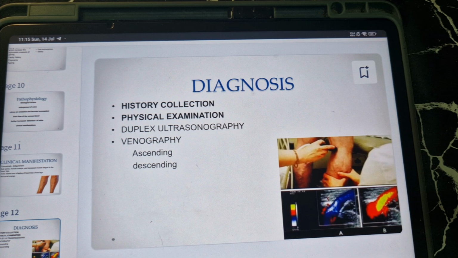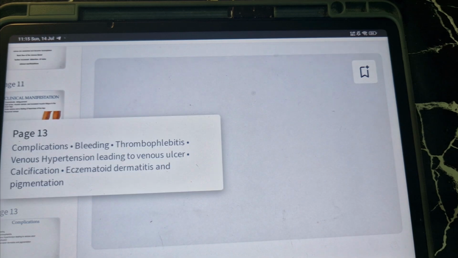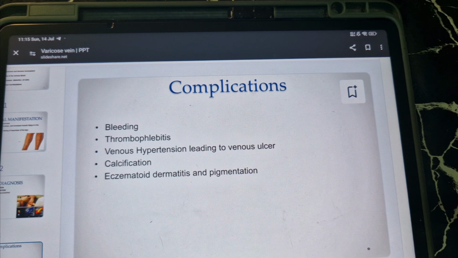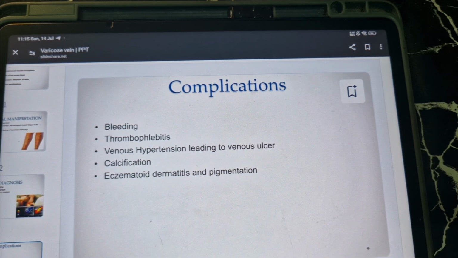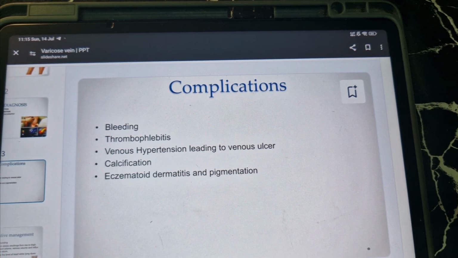Diagnosis: history collection, physical examination, duplex ultrasonography, venography, both ascending and descending. Complications of varicose vein: bleeding, thrombophlebitis, venous hypertension leading to venous ulcer, calcification, eczematous dermatitis, and pigmentation.